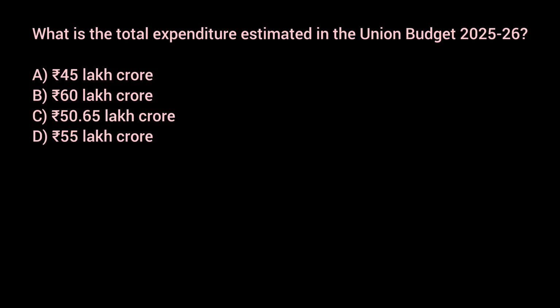What is the total expenditure estimated in the Union Budget 2025-26? Option A, 45 lakh crore. Option B, 60 lakh crore. Option C, 50.65 lakh crore. Option D, 55 lakh crore. Here, the correct option is option C, that is 50.65 lakh crore.